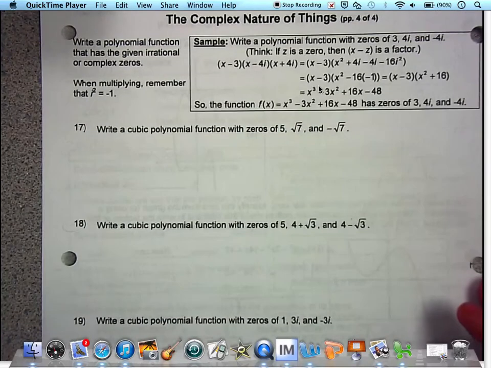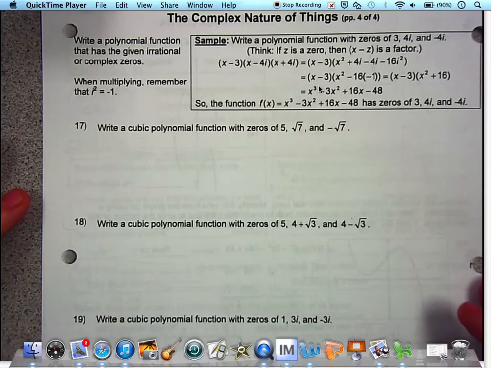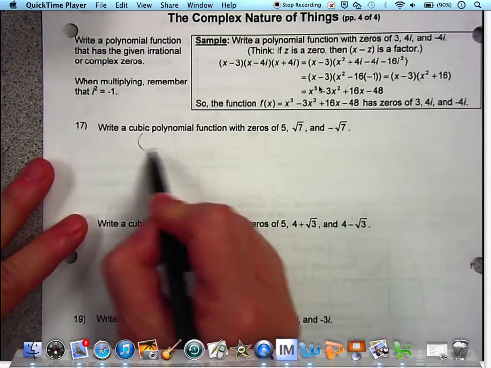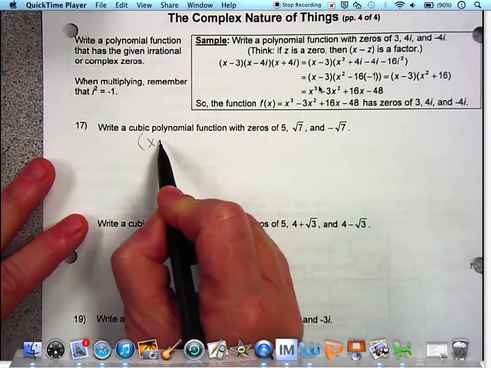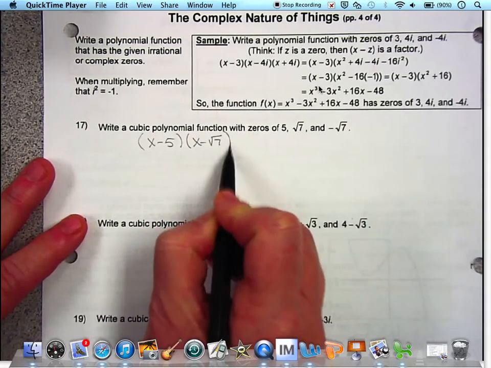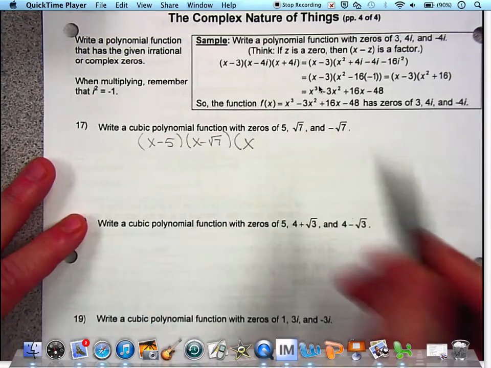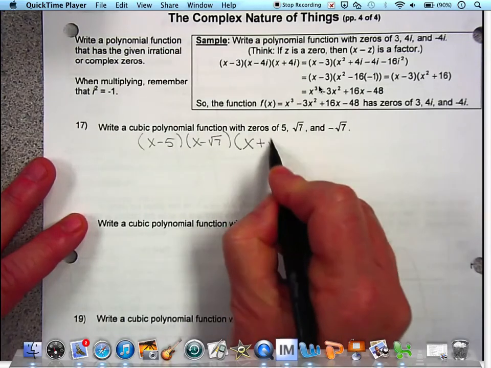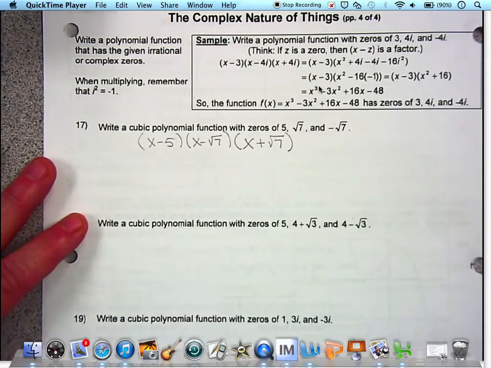Okay, write a cubic polynomial function with zeros of 5, square root of 7, and negative square root of 7. So what would be the factors? x minus 5, x minus square root of 7, and x minus negative square root of 7, which is x plus square root of 7. Then all we have to do is multiply it all out.